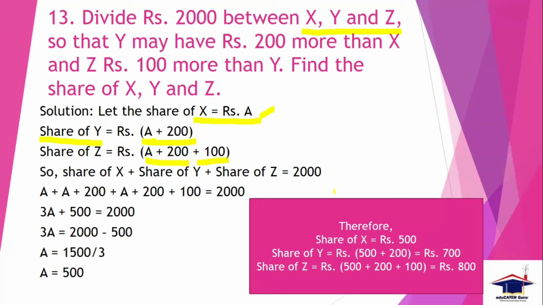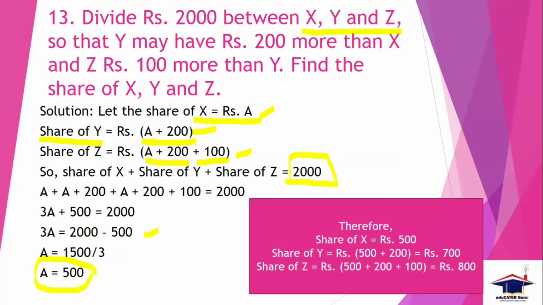So the total of the share of x, share of y and share of z is 2000. That has been mentioned: divide 2000 between x, y and z. Hence the equation is a plus a plus 200 plus a plus 200 plus 100 equals 2000. So 3 times a is 3a, and 200 plus 200 plus 100 is 500, so 3a equals 2000 minus 500. A is 1500 divided by 3, which is 500.